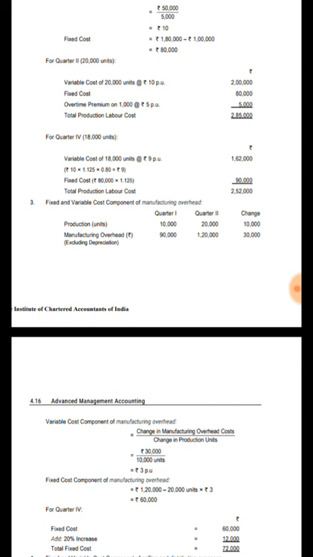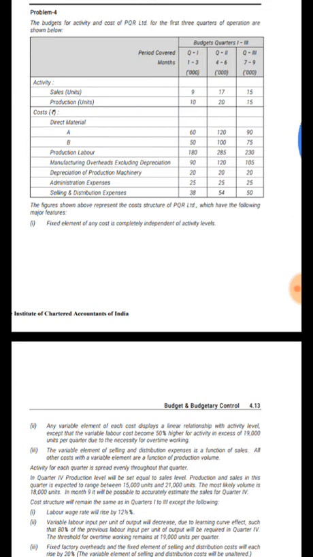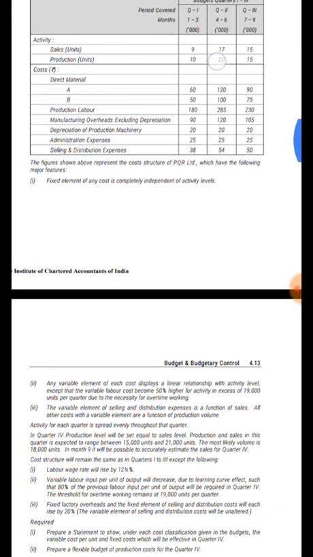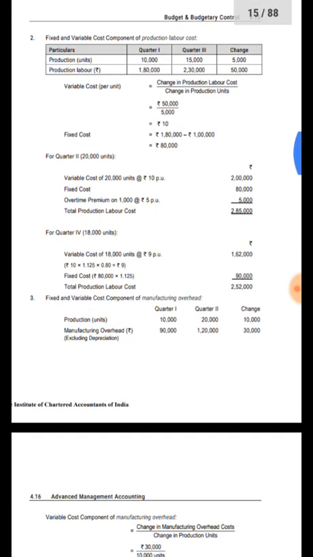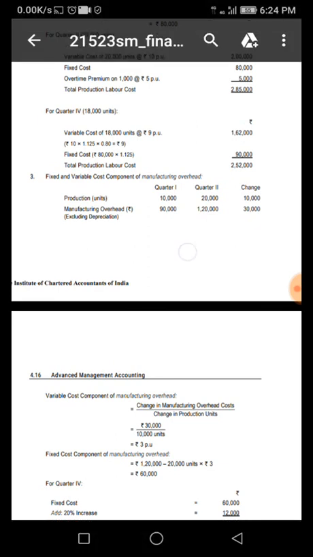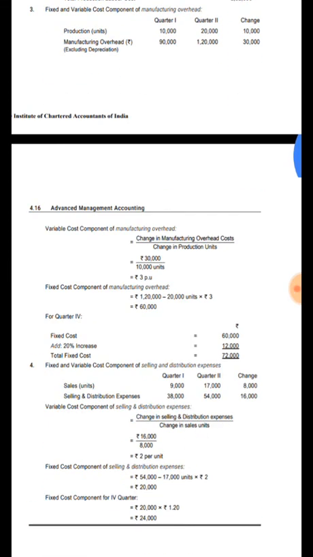Now the third cost, labor, is also done. The third cost is manufacturing overhead excluding depreciation. You can take any two quarters, because there is no linearity issue. So take quarter 1 and quarter 2: 90,000 and 120,000, with 10,000 units and 20,000 units. The change is 30,000 rupees for 10,000 units. So 30,000 divided by 10,000 gives 3 rupees per unit.